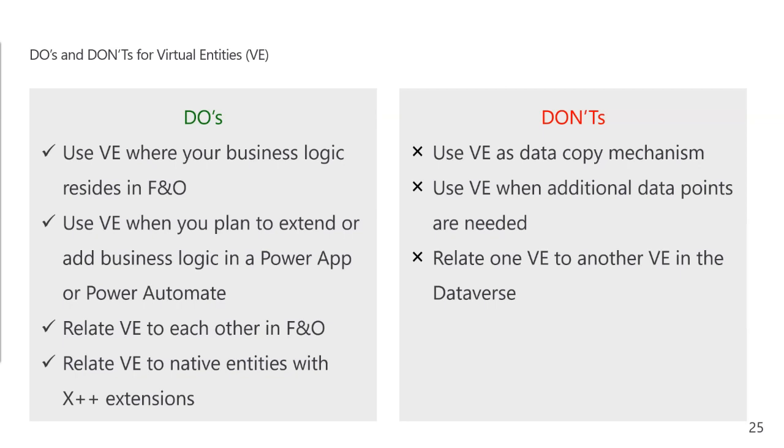Don't use virtual entities when an additional data point is needed. So if you expose a virtual entity for invoices, for example, or orders or whatever it might be out to the Dataverse and you want to build a model-driven app, you can't go into the Dataverse and add another column. That column should be added into finance and operations, and then it can be exposed out to the virtual entity.